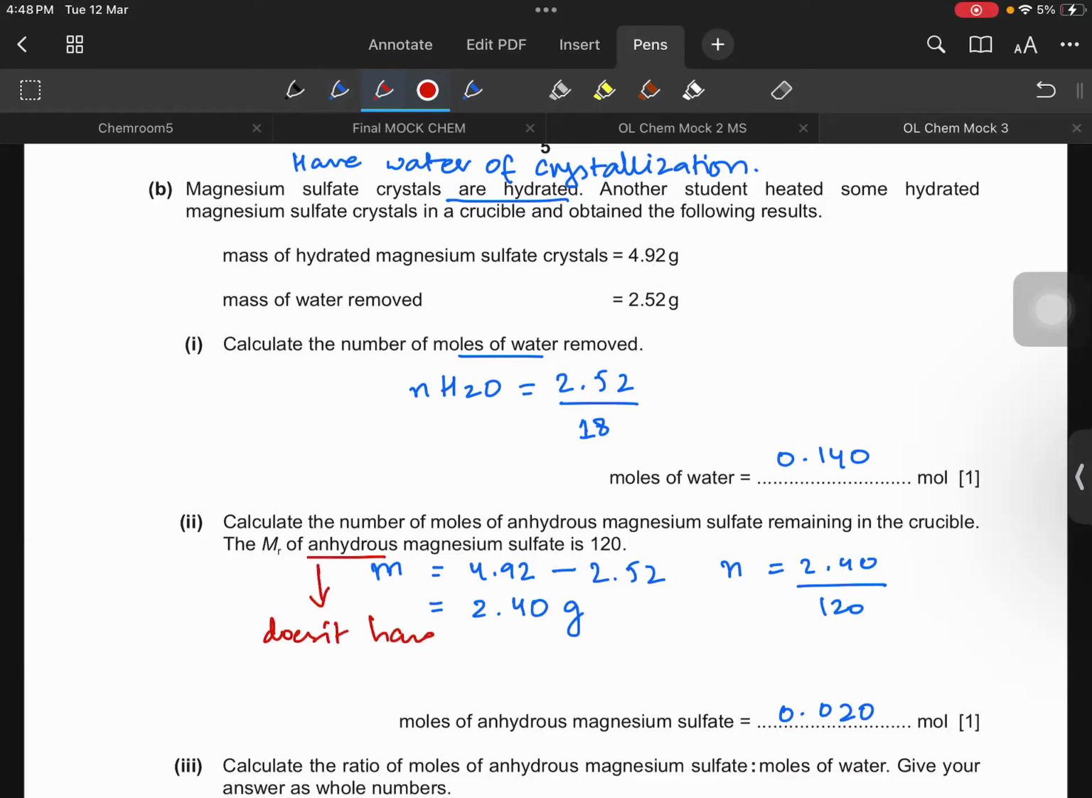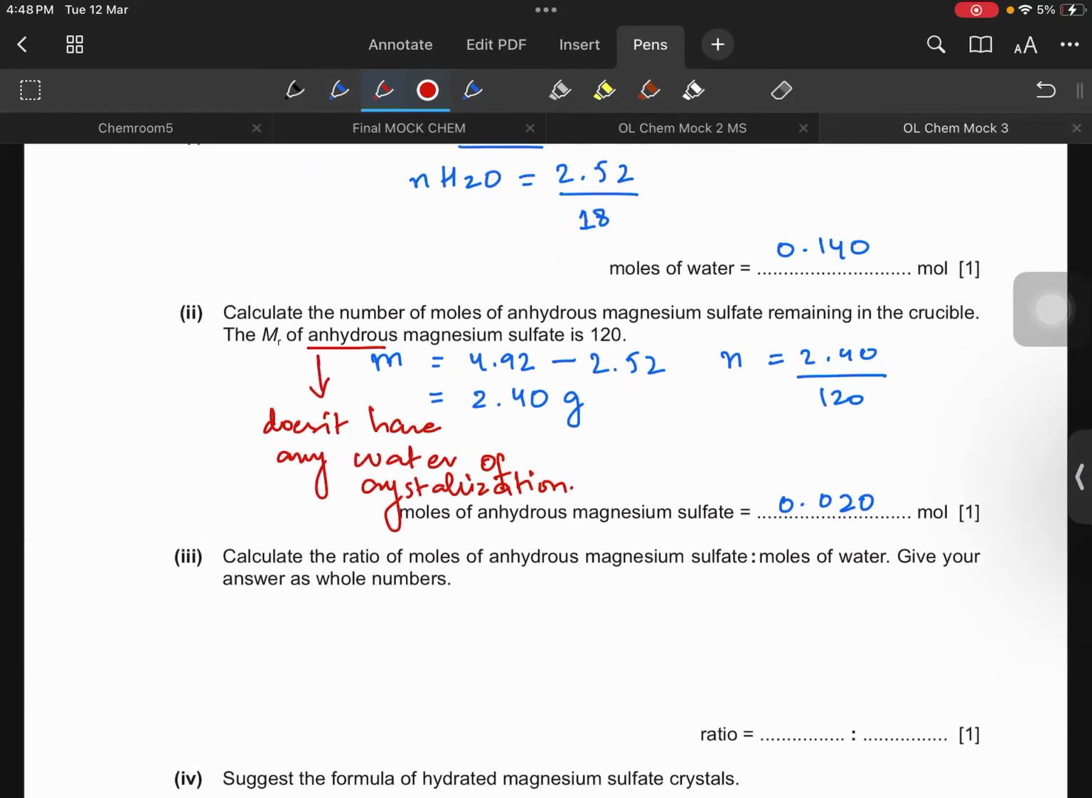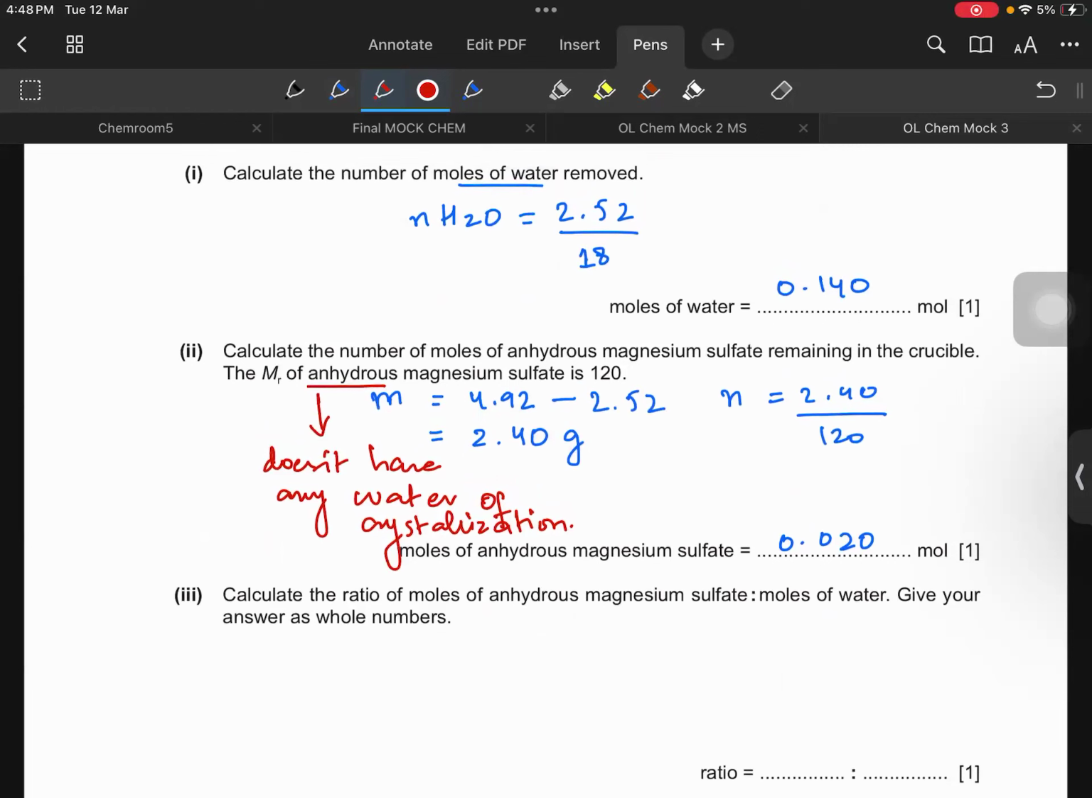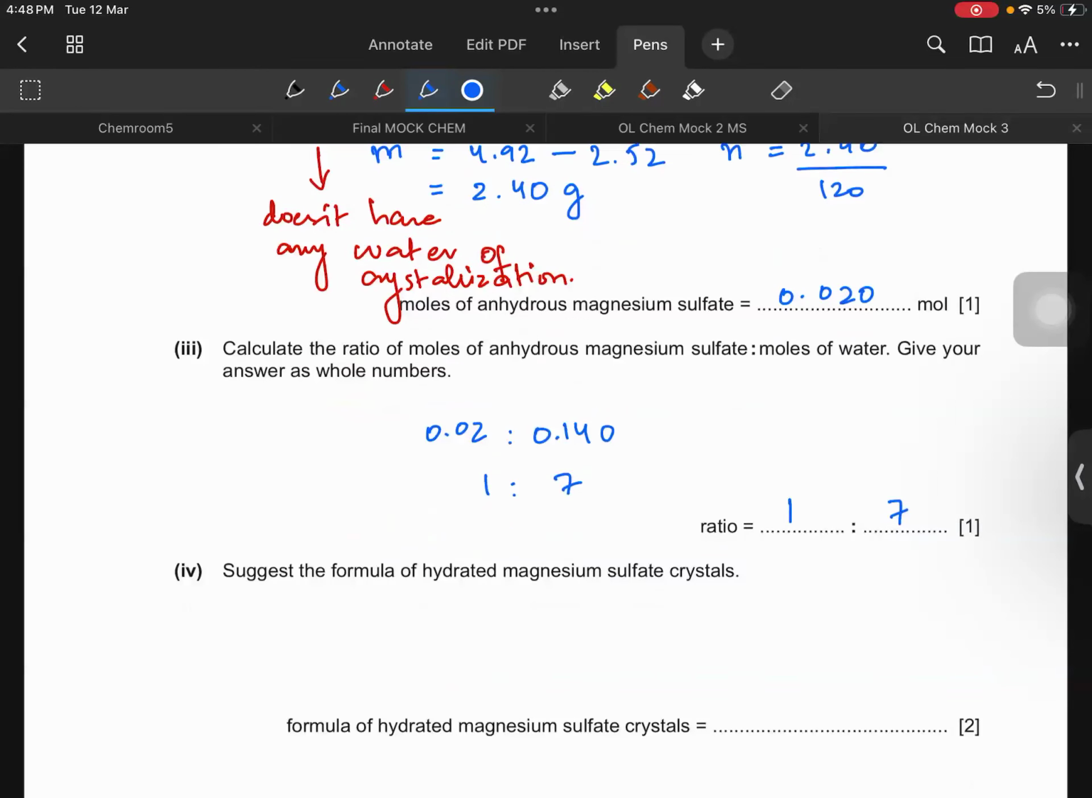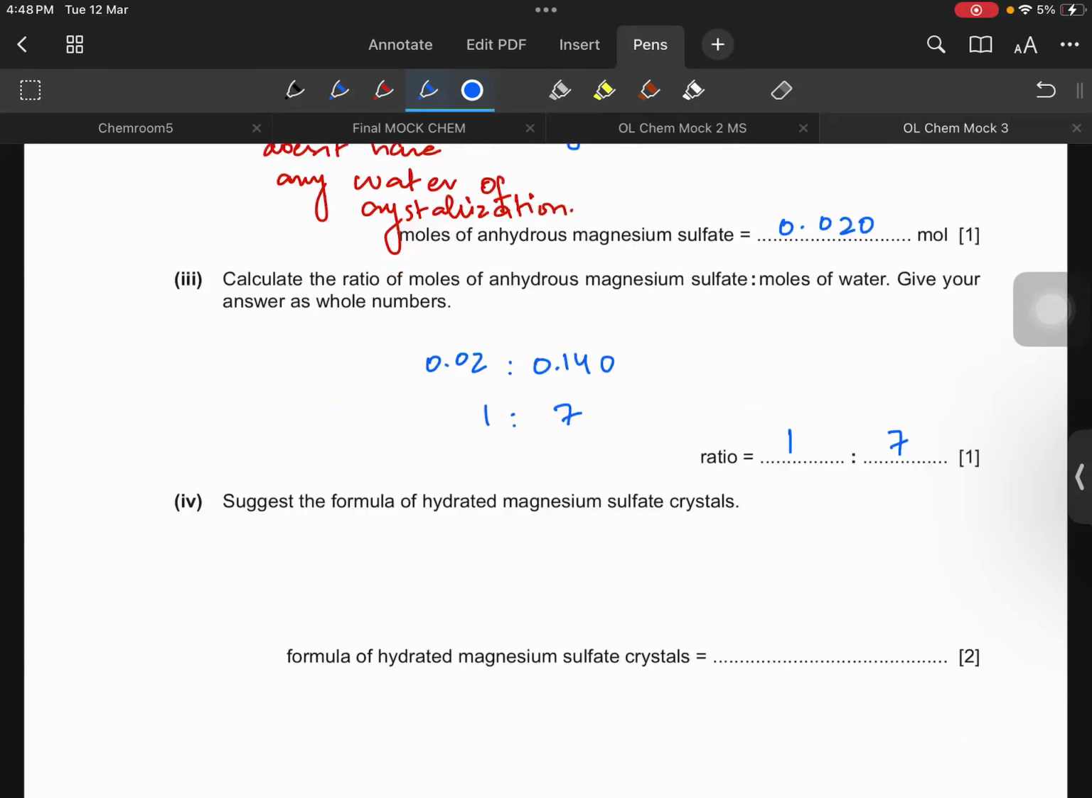Does not have any water of crystallization. Calculate the ratio of moles of anhydrous magnesium sulfate to the moles of water. So 7:1. Perfect. Yeah, 1:7. So 1 mole of magnesium sulfate and 7 moles of water. Such as the formula of hydrated magnesium sulfate.